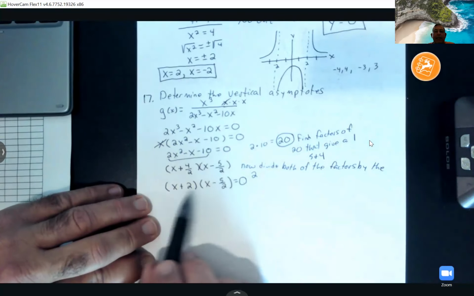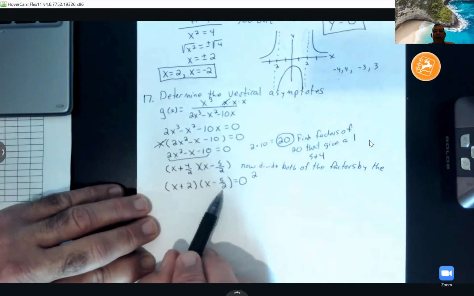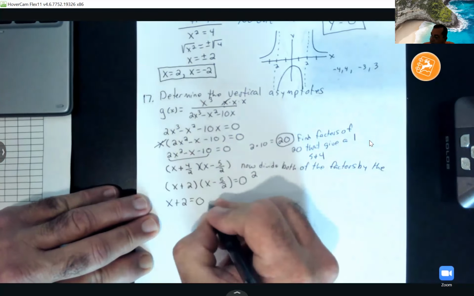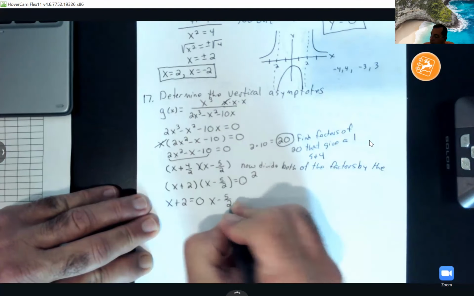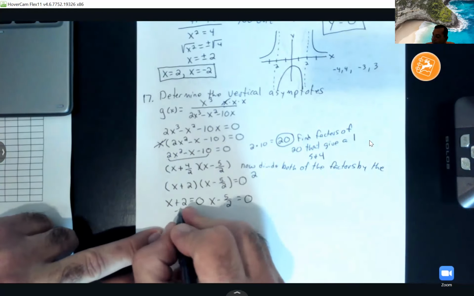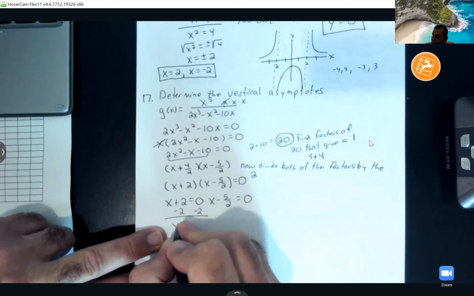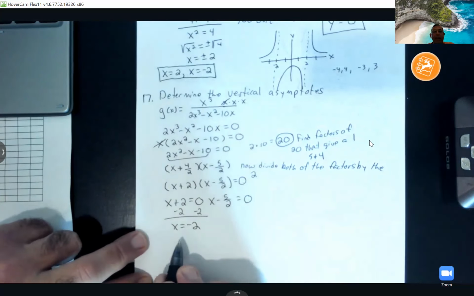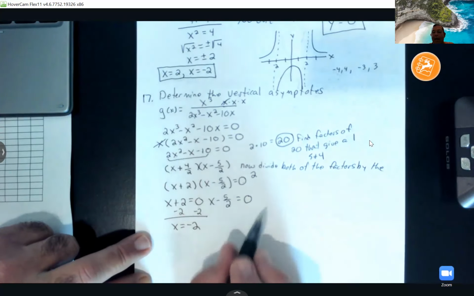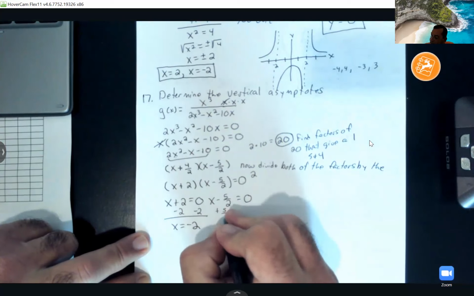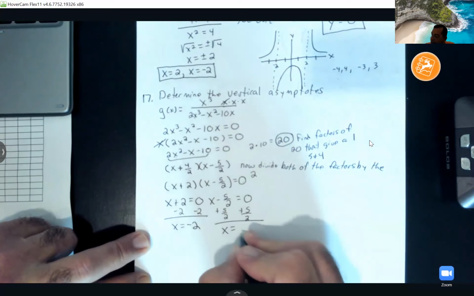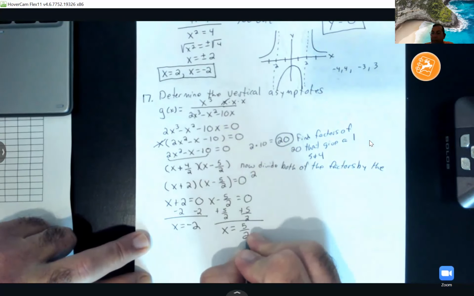All right, y'all, so let's get those asymptotes now. Set both of these factors equal to 0. All right, also here, subtract 2. So my first vertical asymptote is x equals -2. My second one, I'm just going to add 5/2. And that one will give me x equals a positive 5/2.